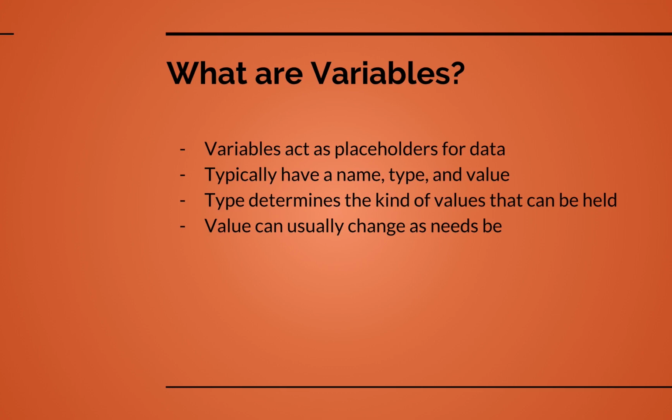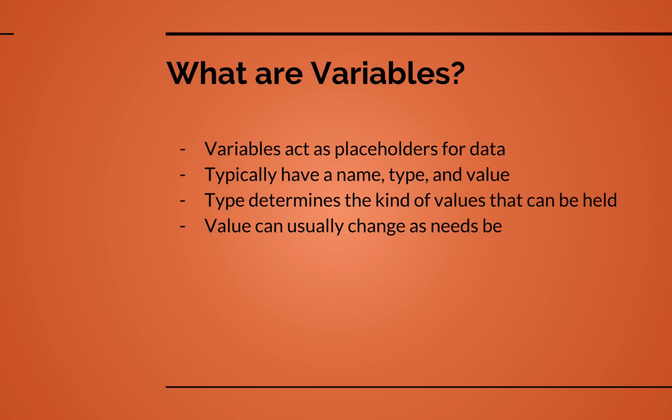Now, the name is nothing specific. Generally speaking, we want it to tell us what that variable is going to represent. For example, if you're storing someone's age in a variable, maybe you'll want to call it age or something like that. The type of a variable determines the kind of values or the kind of data that that variable can hold. For example, is it numerical data or text data or true or false data? Those will all be different kinds of variables. And the value is just whatever we've assigned to the variable. This can usually change as need be.